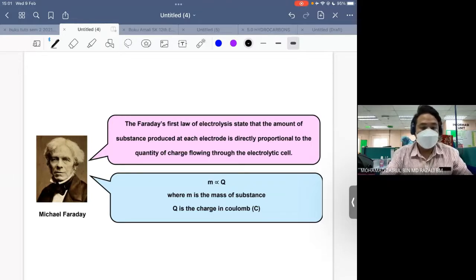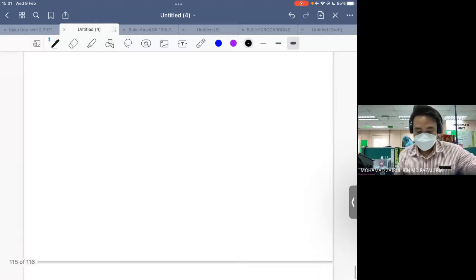So for today's session, we're going to learn about Faraday's law, which is the last subtopic for this chapter. Before we start with the calculation, kita recall balik yesterday.